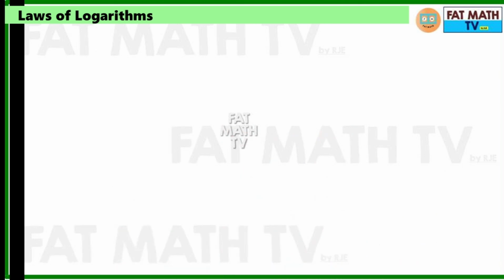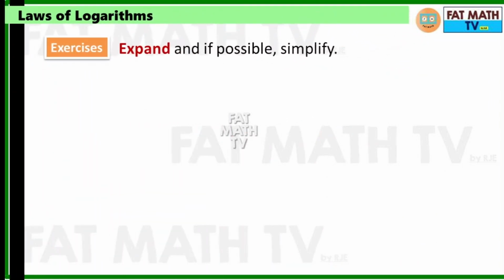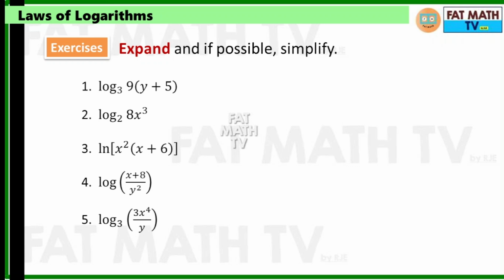Please answer these exercises. We have here 5 items for your practice. Number 1, logarithm of the product of 9 and y plus 5 to the base 3. Number 2, logarithm of 8x cubed to the base 2. Number 3, ln of x squared times x plus 6. Number 4, logarithm of x plus 8 over y squared. And number 5, logarithm of 3x raised to 4 over y to the base 3.